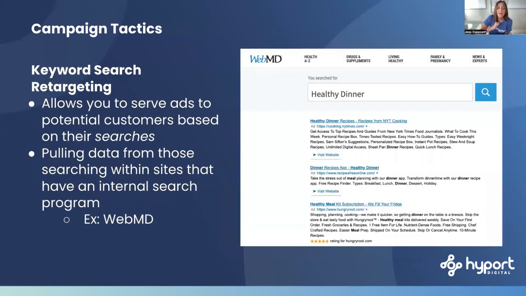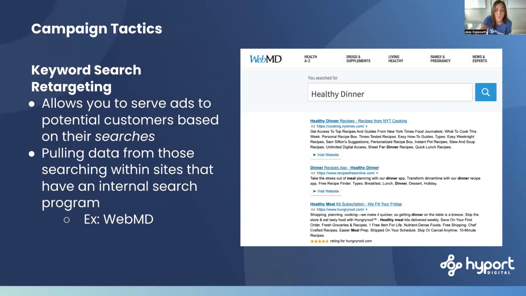Next, let's talk about keyword search retargeting. This is one that you have probably had some conversations about, or at least heard some conversations about. You're like, how the heck did I get this ad? I was just searching for this the other day. So keyword search retargeting is the reason for this. Keyword search retargeting allows you to serve ads to potential customers based on their online searches.